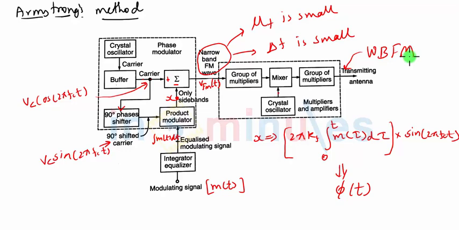So that's nothing but the block diagram, and with the help of mathematical analysis, one can easily explain the Armstrong method. One more part that can be added to the Armstrong method is the phasor diagram. So let's quickly go through the phasor diagram, which will be nothing but the phasors of various signals that we have in Armstrong's method.